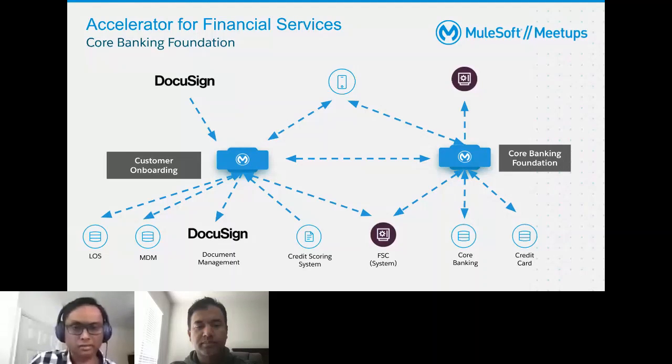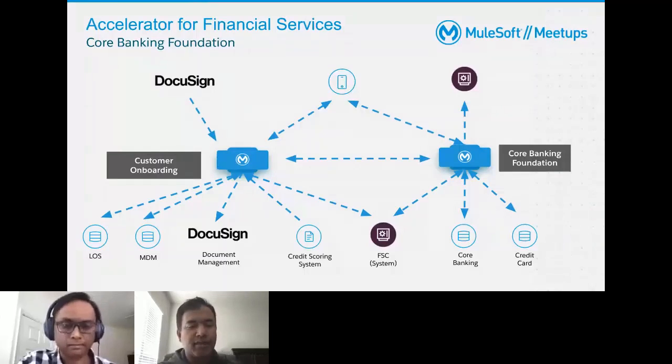Yeah, just next to the mobile sign, that's the icon. FSC, right? That's FSC, Financial Services Cloud. If you look at the bottom, third from the left, that's the FSC system. That is nothing but an engagement platform, right? That's Salesforce's Financial Services Cloud.